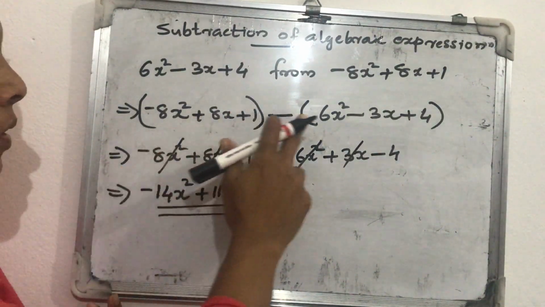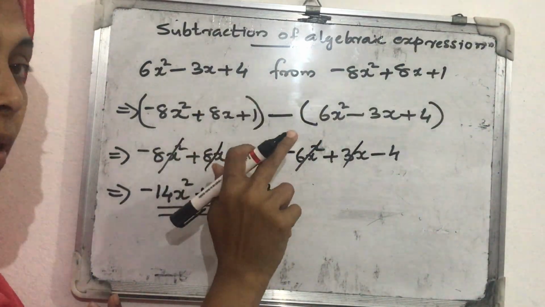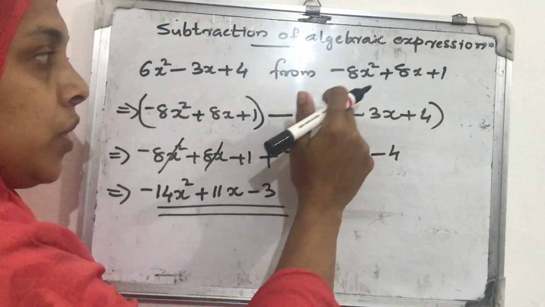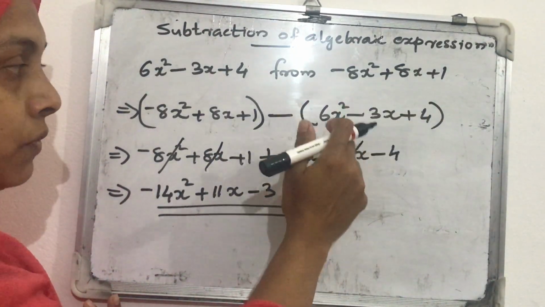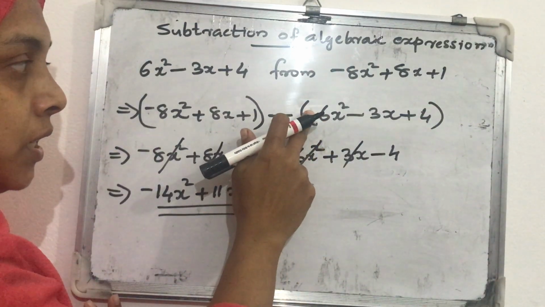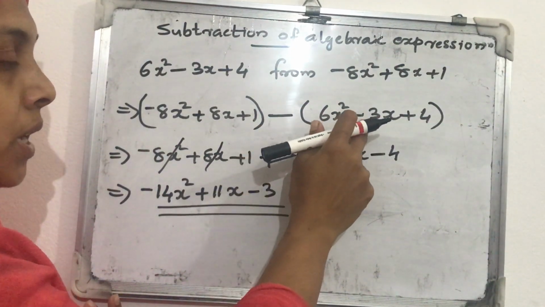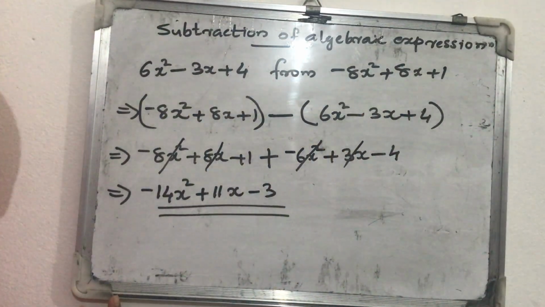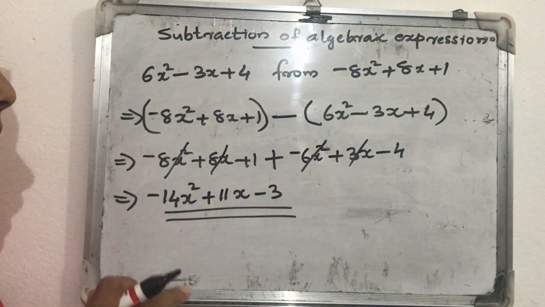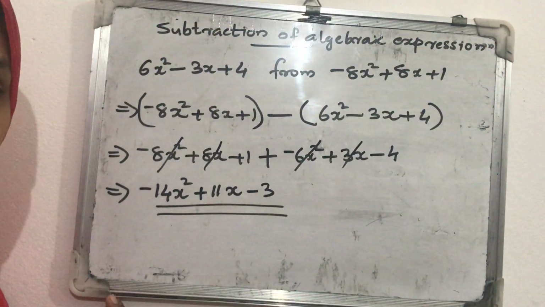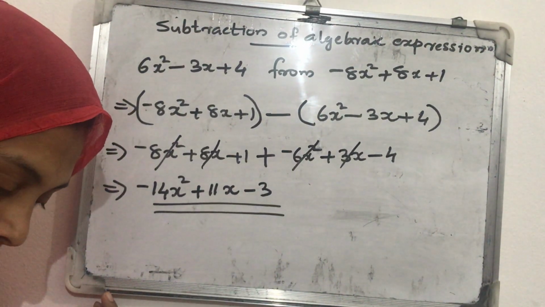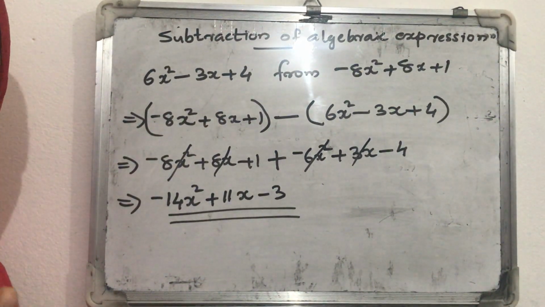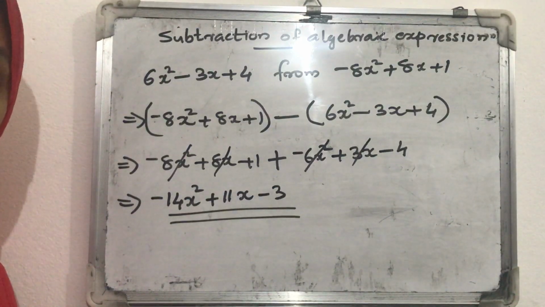After opening the brackets, we need to take care of the rule: instead of subtracting, we add the additive inverse of the full second expression. We change the sign of every term: if the sign is plus, it becomes minus; if minus, it becomes positive. If you study this rule well, you can subtract any algebraic expression, whether it is a trinomial or any polynomial with more than 3 or 4 terms, simply.